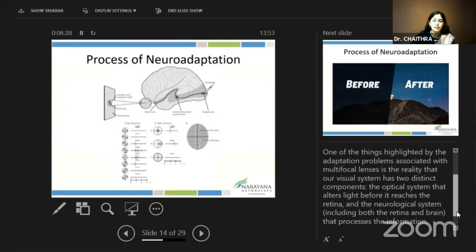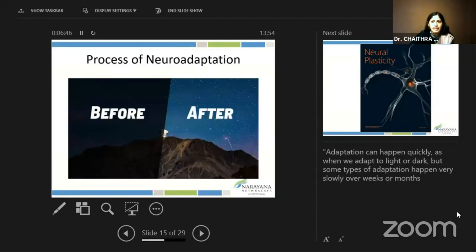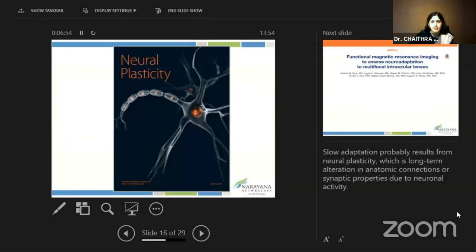So another thing highlighted by the adaptation problem associated with multifocal lenses is the reality that our visual system has two distinct components: the optical system that alters light before it reaches the retina, and the neurological system which processes this information. Sometimes neuroadaptation is very fast, like how we adapt to light or dark, but some types of adaptation happen very slowly over weeks or months. So the slow adaptation results from neural plasticity, which, like I was saying, is an alteration in the anatomical connections or synaptic properties due to neuronal activity.